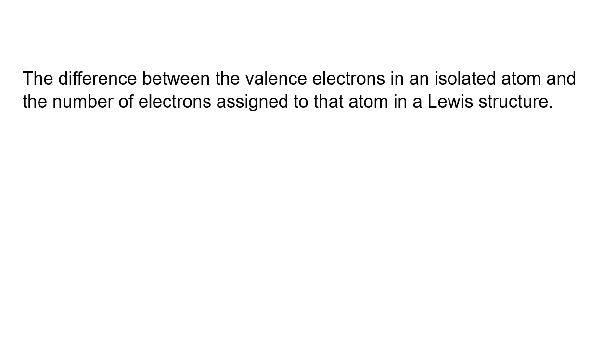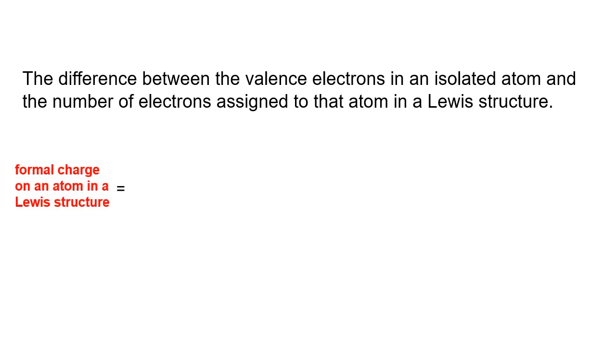Dear students, now we shall talk about formal charge. Basically, formal charge is the difference between the valence electrons in an isolated atom and the number of electrons assigned to that atom in a Lewis structure. Now here we have a formula.